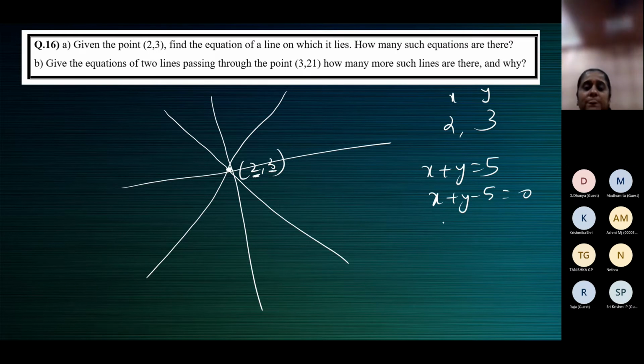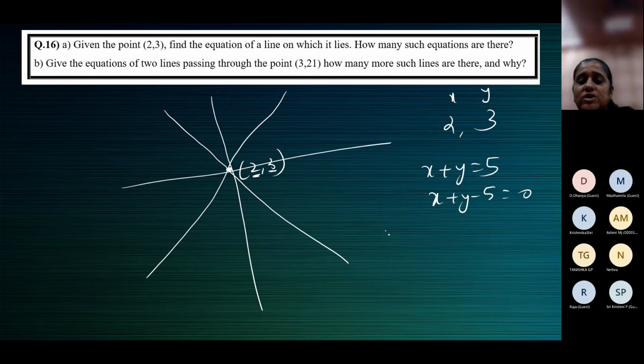Yes or no, children? Yes, ma'am. We have done this earlier, a different question, not from NCERT. I think we wrote about 6 equations, so this is one of them. (2, 3) is the point. When you add 2 and 3, it's 5. In other words, x plus y is equal to 5.